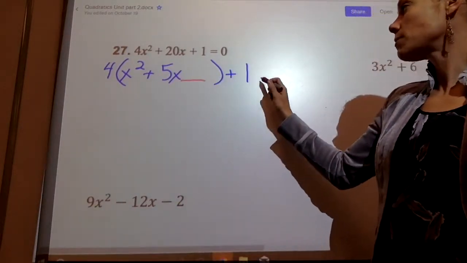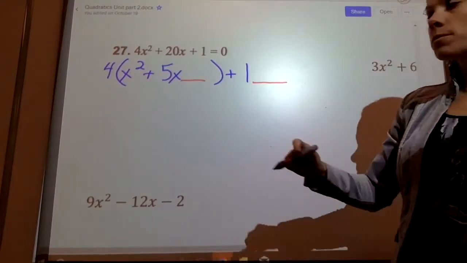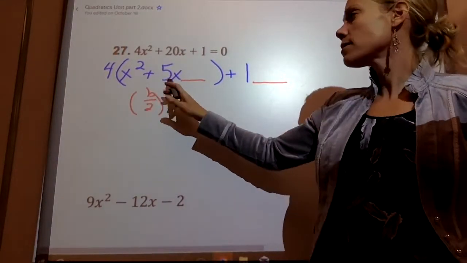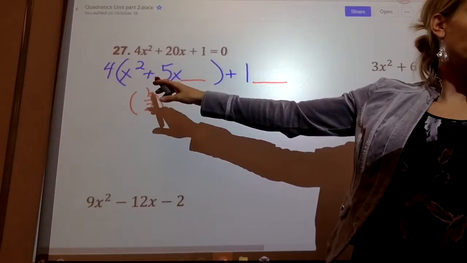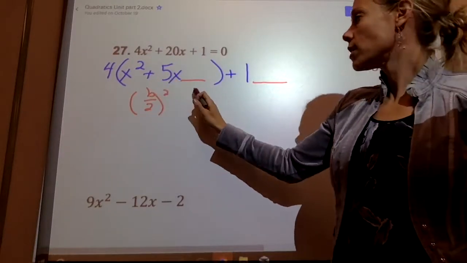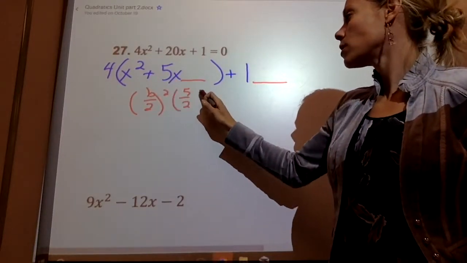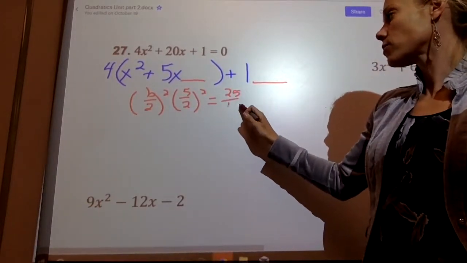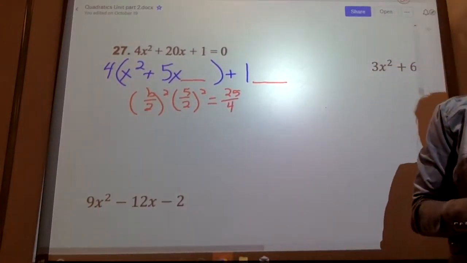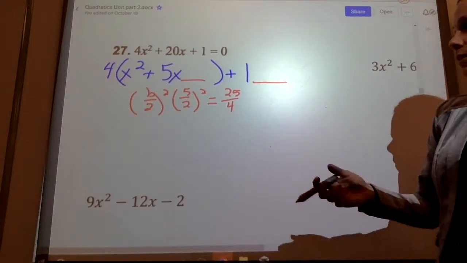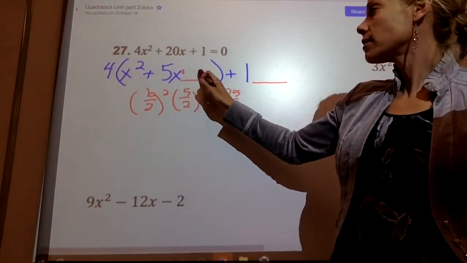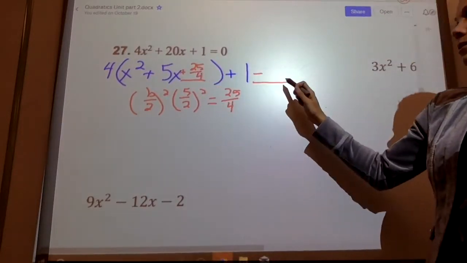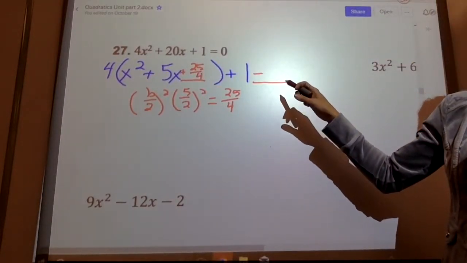Then, to fill in those spaces, my formula, b divided by 2 squared, b is now 5. It's not 20 anymore, it's 5. So I take 5 divided by 2 squared, which is 25 fourths. Okay, we're going to have a fraction. So if I add 25 fourths here, what am I going to subtract out here?